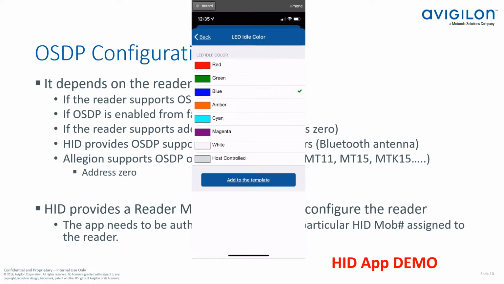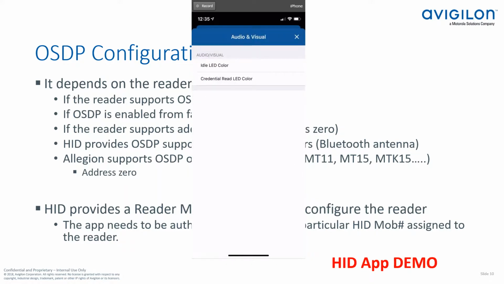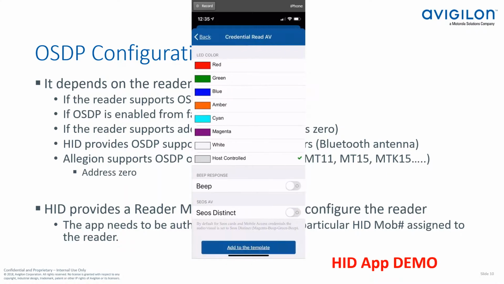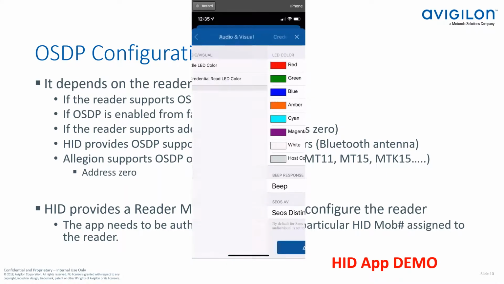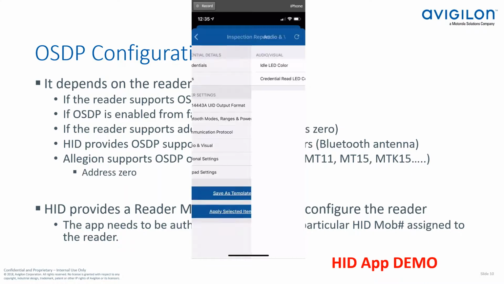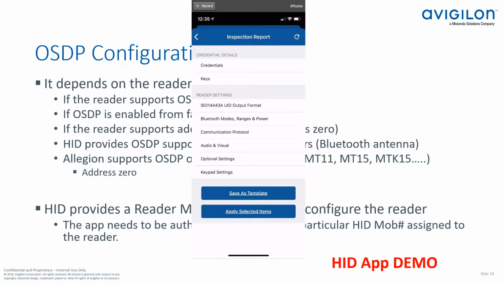Okay, so that's right there. It's just reader color configuration. Credential, same principle. It's just when you read a card, what color is going to come up. Again, if you're using OSDP and you're using this with ACM, we'll control that.